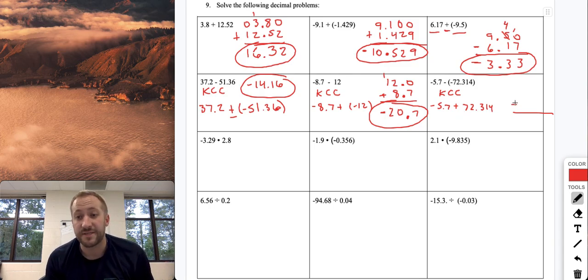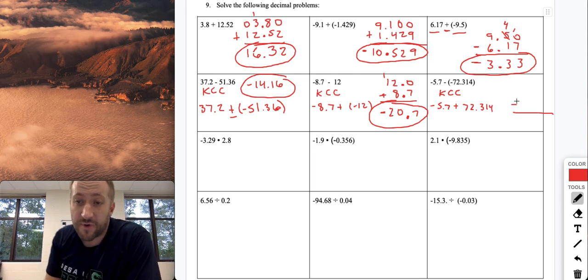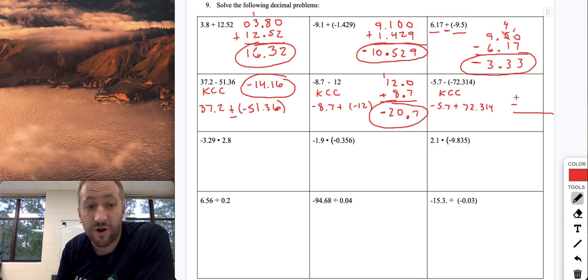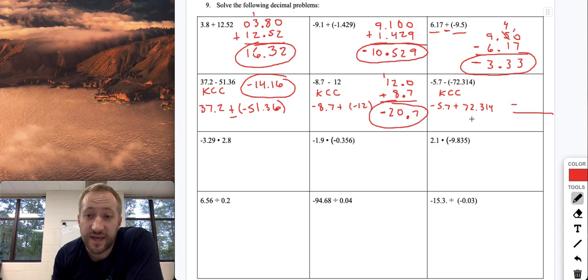So I'm going to set this up. It's a subtraction problem because the signs are different. Whenever I have a subtraction problem, I have to make sure that the largest number goes on the top. The largest number in this case would be this one, 72.314.